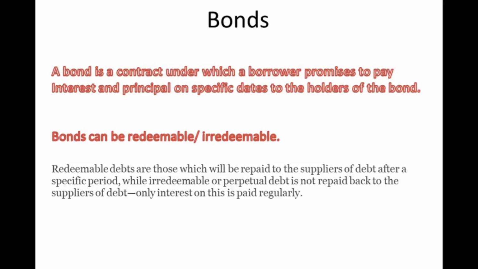A bond is basically a contract under which a borrower promises to pay interest and principal on specific dates to the holder of the bond. So basically, a bond is nothing but a sort of a loan which is taken by the company from the general public, and now the company has to pay back the principal amount along with the interest on specific dates to the general public. Moving ahead, bonds can be redeemable or irredeemable.